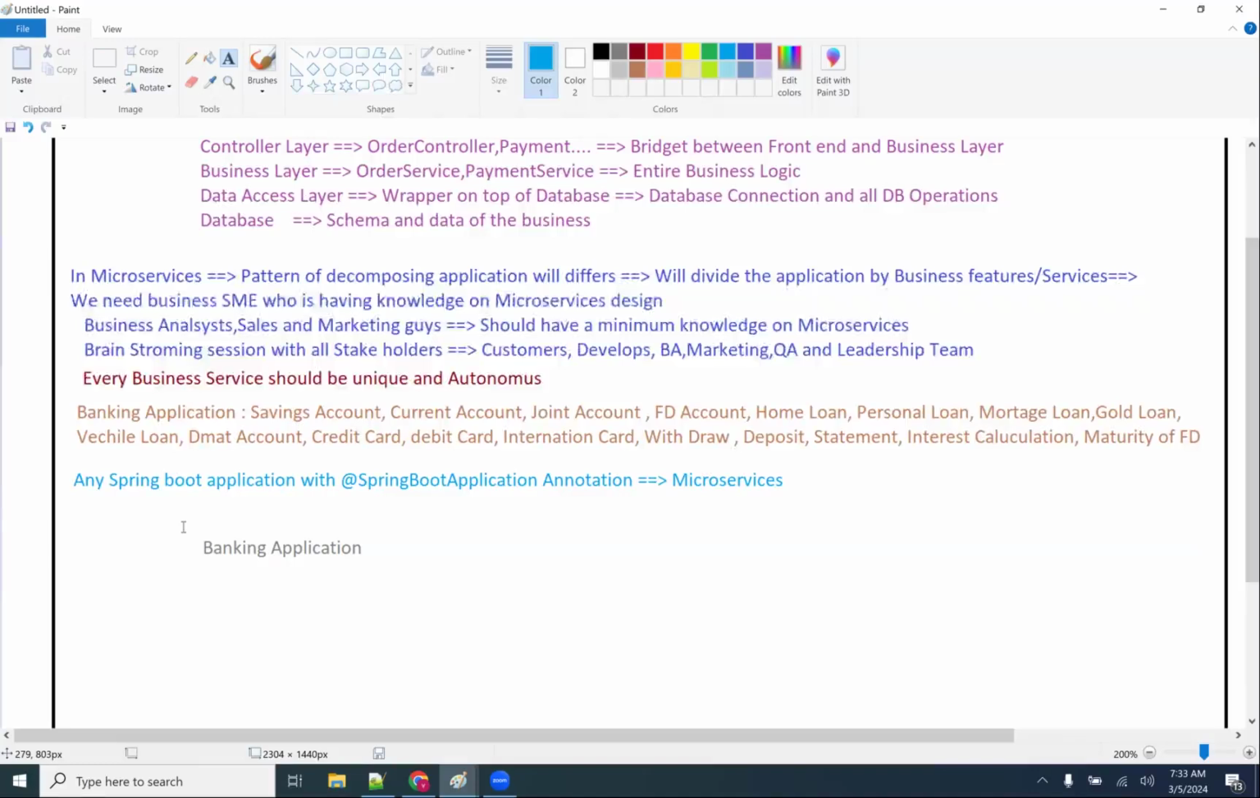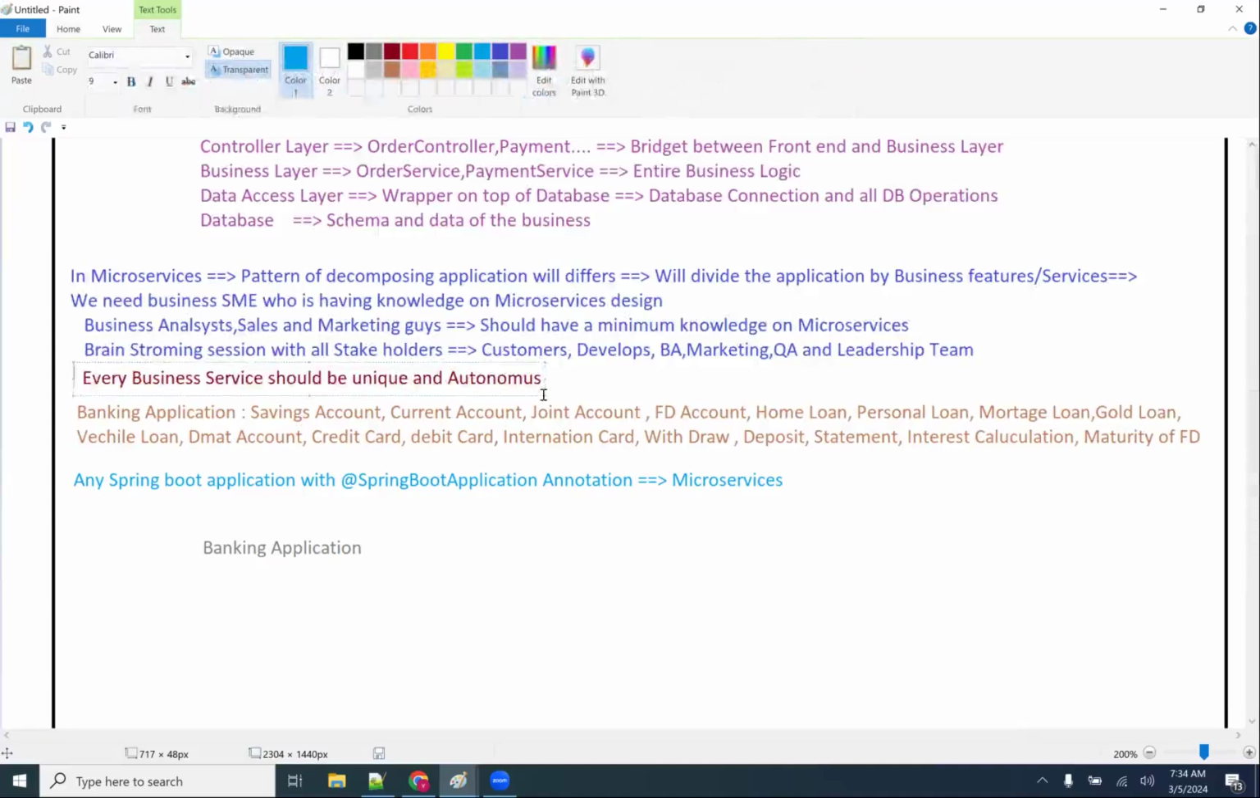Now we are going to talk here. Do I need to create a service: savings account one microservice, current account one microservice, joint account one microservice, FD account one microservice? If I go on like this, is that the expectation? What is the main point here? Every business service should be unique and autonomous. It should be unique and it should be independent.